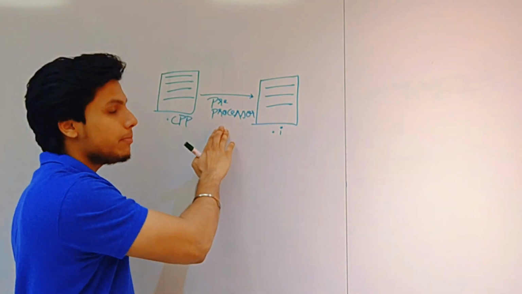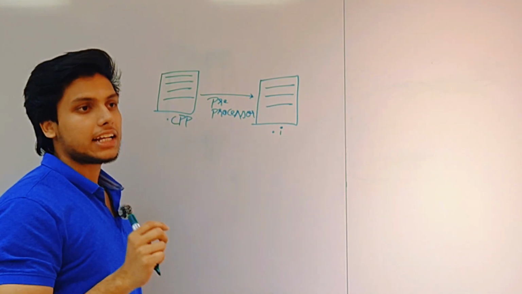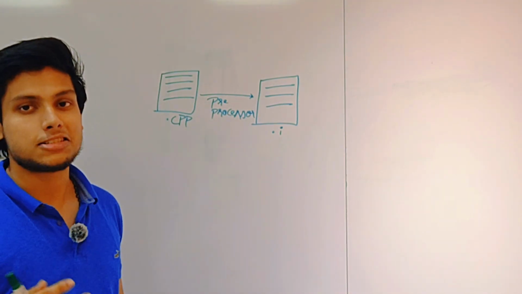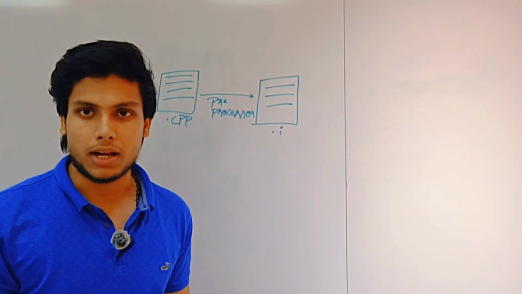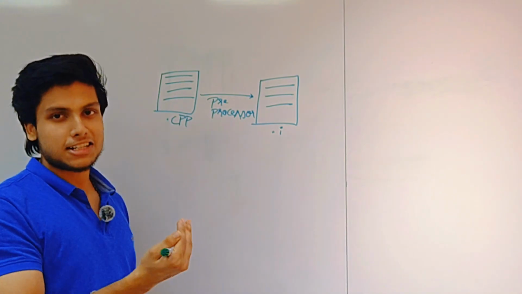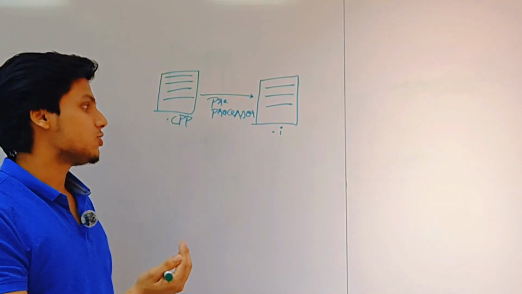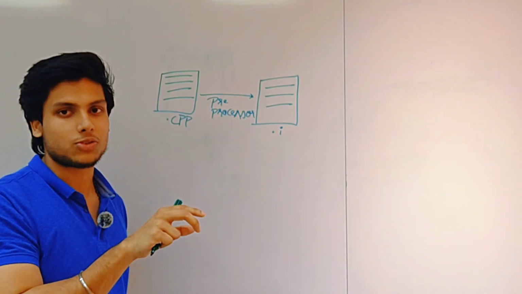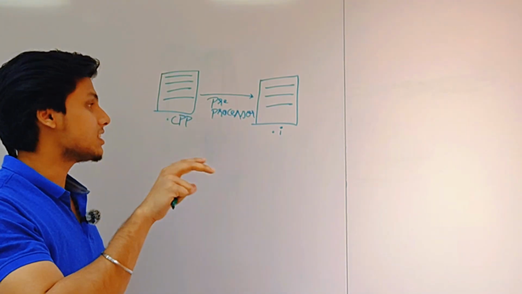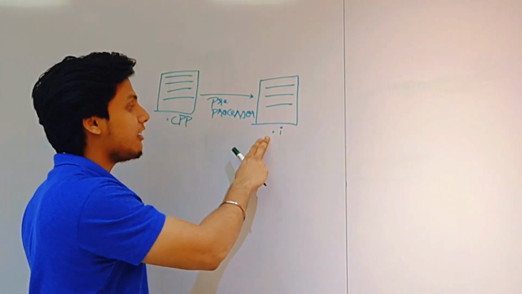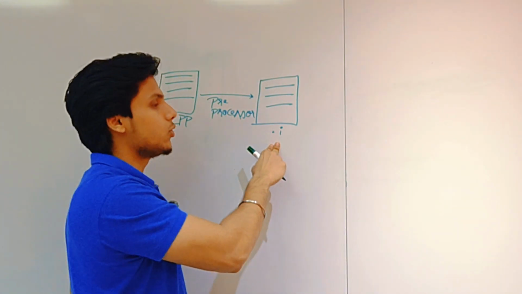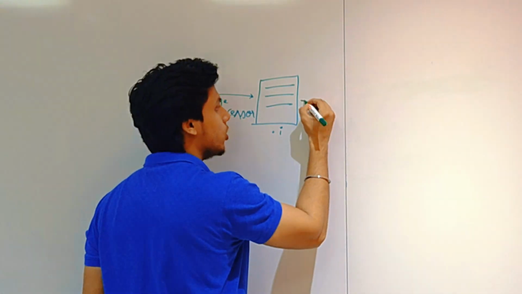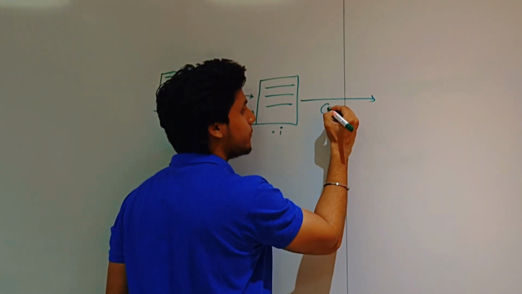So what does this preprocessor do? It will expand your header files. Let's say you have #include <iostream>, #include <bits/stdc++.h>. It will expand all those header files, and if you define some macros, it will expand those macros here. After converting into a preprocessed file, it will go to the compiler.